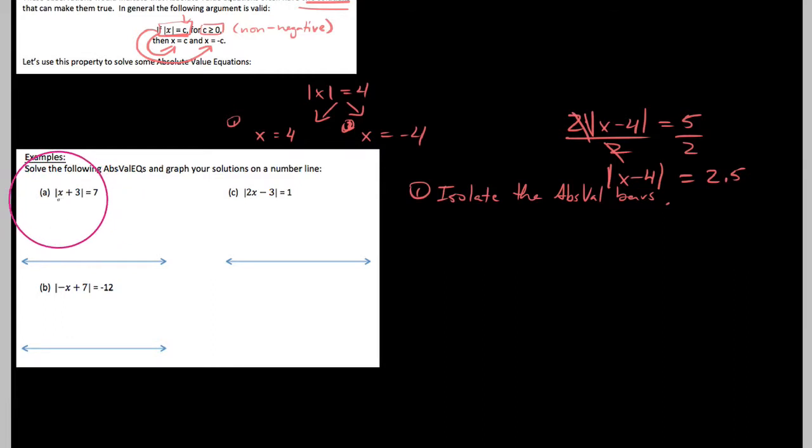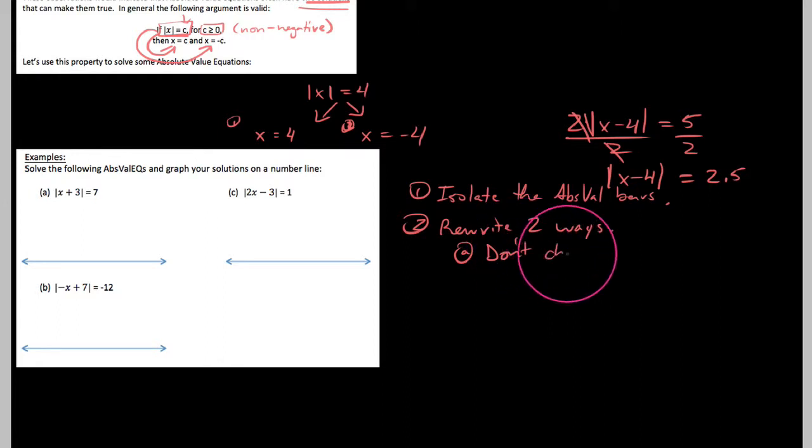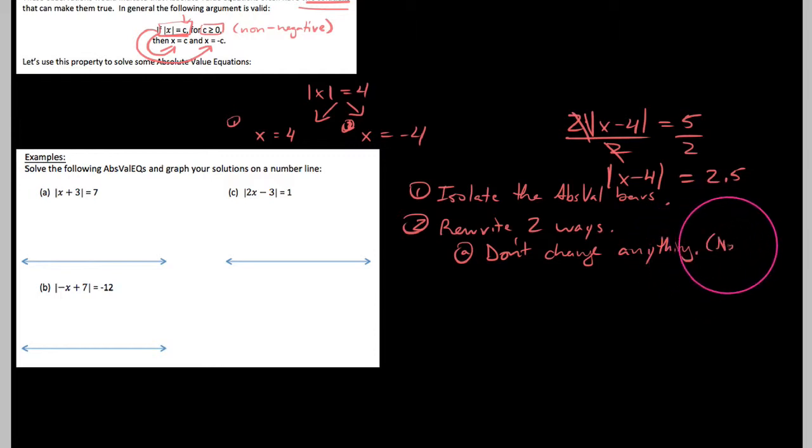In this case, you notice that they're all isolated, nothing around the absolute value bars. That being said, number 2 is we're going to rewrite two ways. We'll call the first one letter A: don't change anything. So in our first way, we're not going to change anything. No absolute value bars.